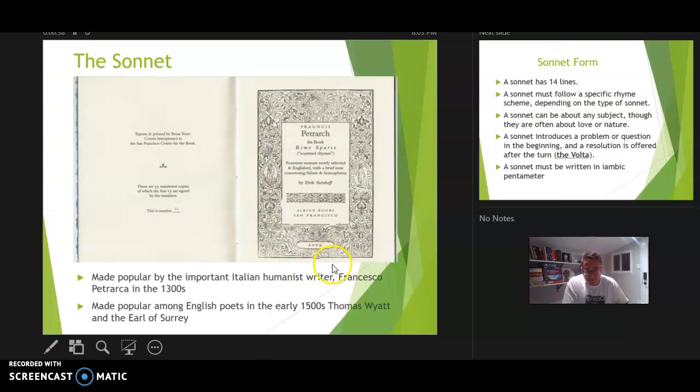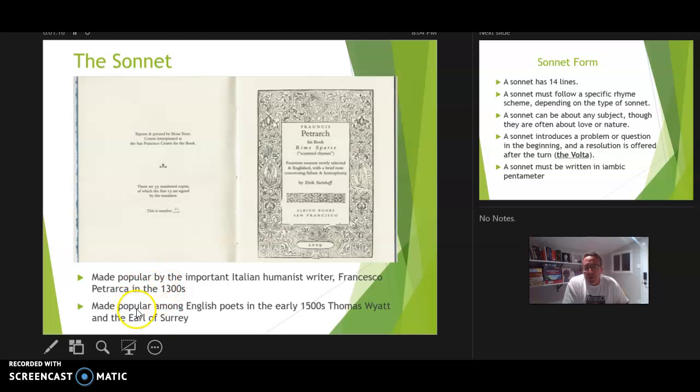So the sonnet was made popular by an Italian writer in the 1300s named Francesco Petrarca. I hope I'm pronouncing that within reasonable margin of error. My Italian is non-existent, so something like that. So this was the beginning of what we call the Renaissance, the early modern period, this rediscovery or reinvestment in ideas of classical art and beauty. So he started writing them.